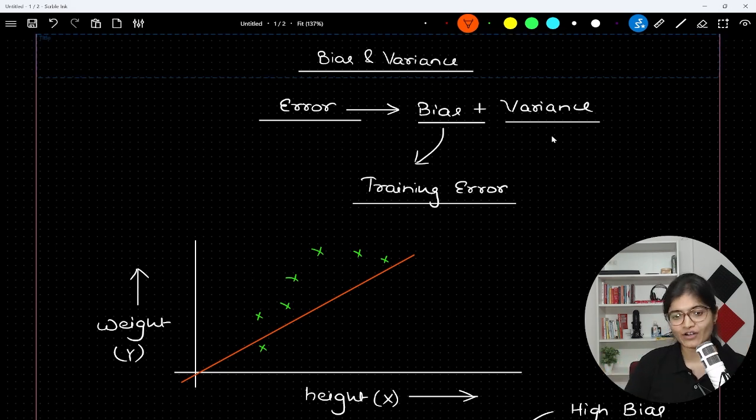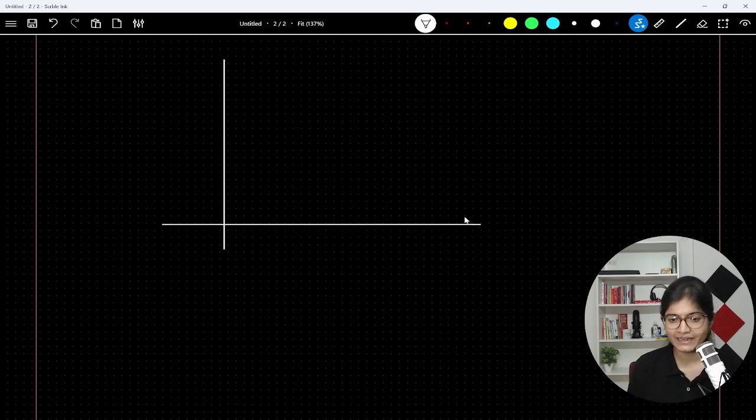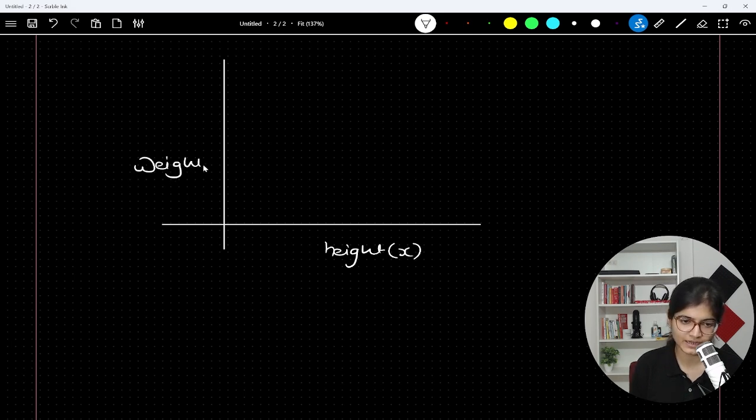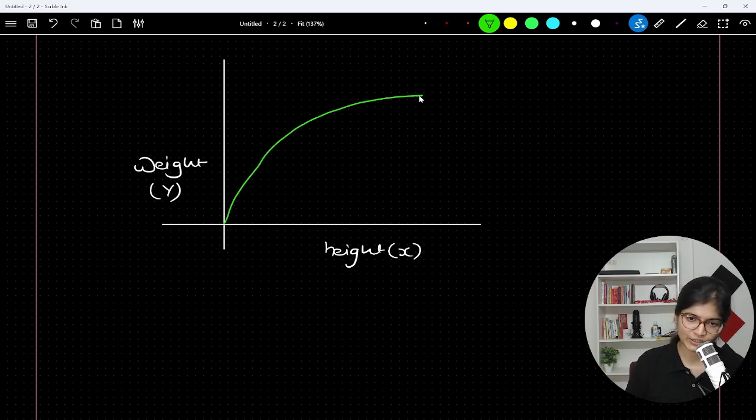Now let's say I tried to plot this again with another way of fitting that line. Let's say the problem statement will remain the same. We will be having height as the input value, the x-axis, and weight as the expected output, which is the value of y. Now let's say I have trained my model on this particular kind of equation, kind of a parabola, right? And this is the kind of data points which is provided to me.